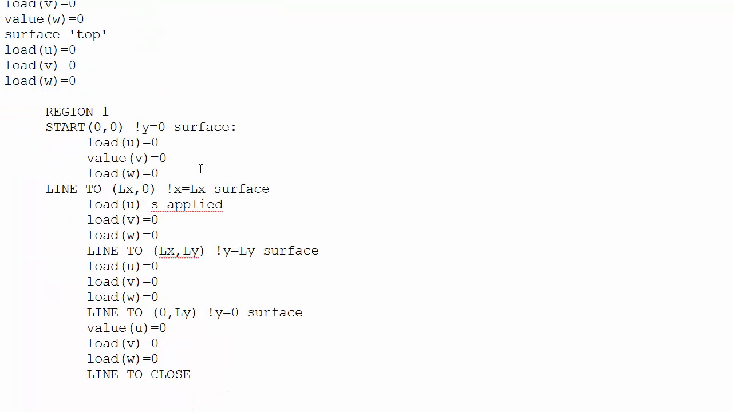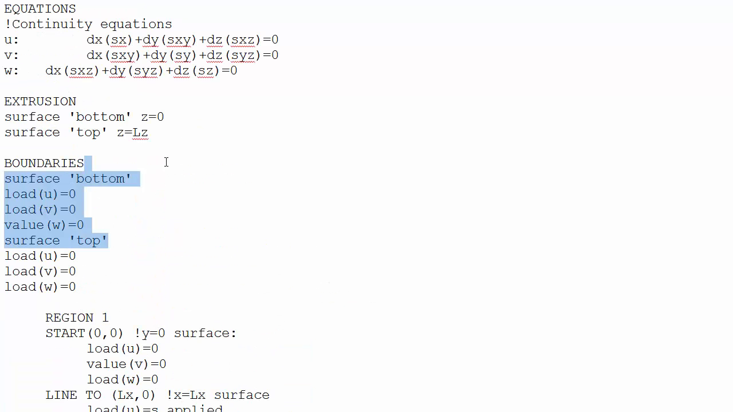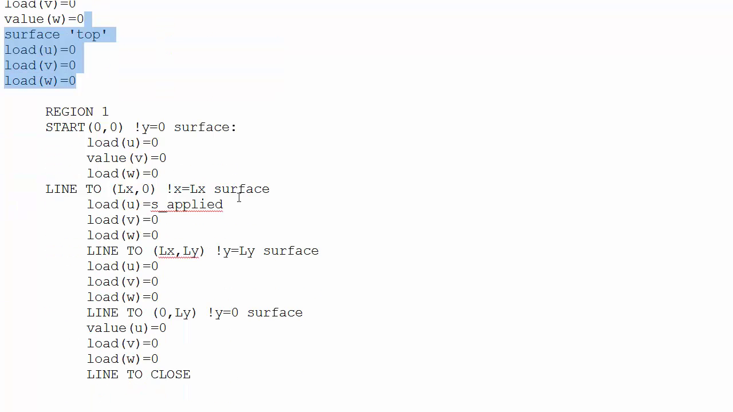So there's really 6 faces. We've got the y equals 0 surface, the x equals Lx surface defined here, the y equals Ly surface here, the y equals 0 surface here, and the bottom surface, that's the z equals 0 surface, and the z equals Lz surface, the top surface here. Now, what have we defined?